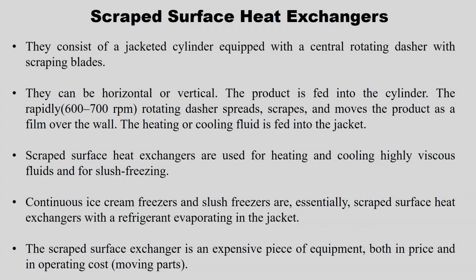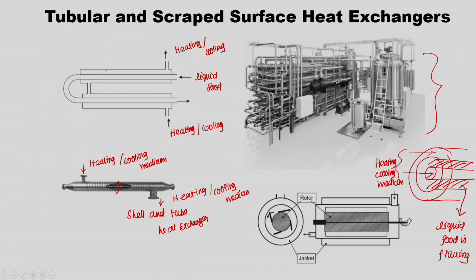So, the scraped surface heat exchangers consist of a jacketed cylinder equipped with a central rotating dasher with scraping blades. That is right here. This is your jacket. In the middle you have a rotor, and the rotor has blades. This is the side view. This is the blade, and this is the rotor. At this place, your liquid food with a high amount of solid particles stays.